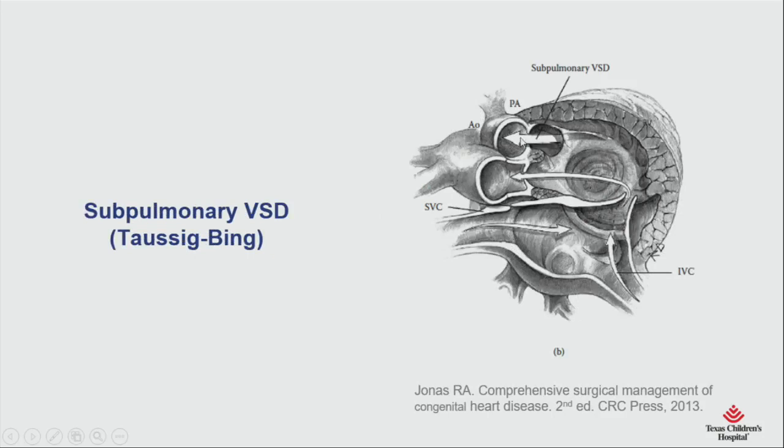If you have a subpulmonary VSD, then what you're going to do is obviously create that intraventricular connection between the VSD and the pulmonary valve, and then do an arterial switch operation. This is obviously a Taussig-Bing anomaly.